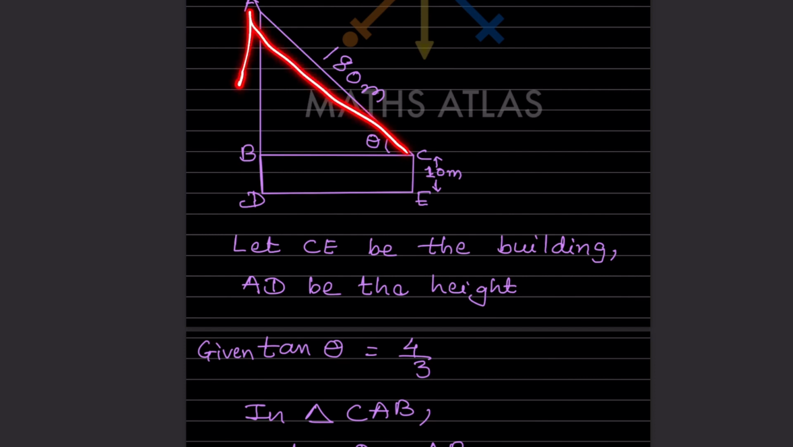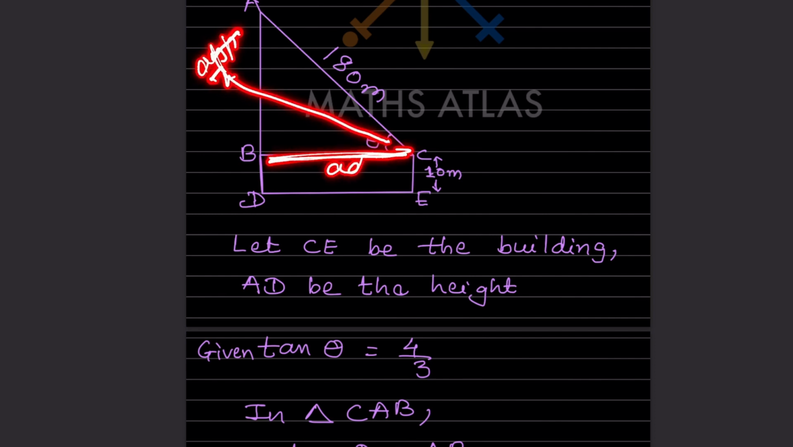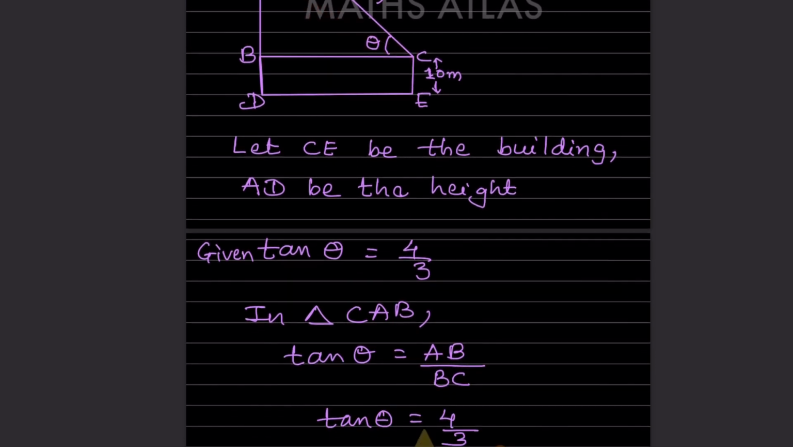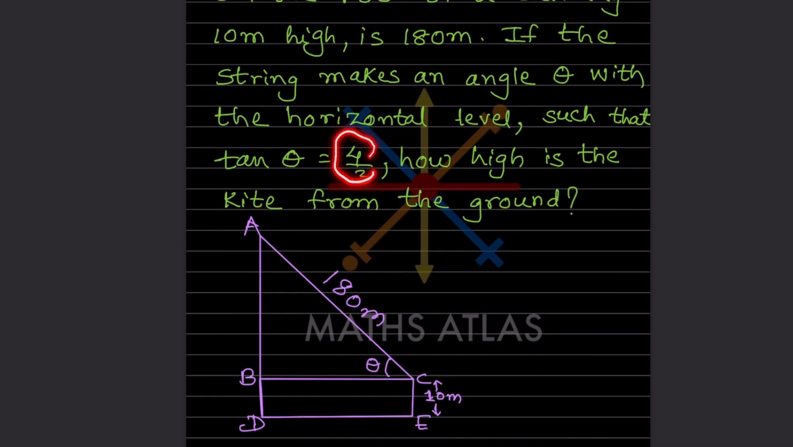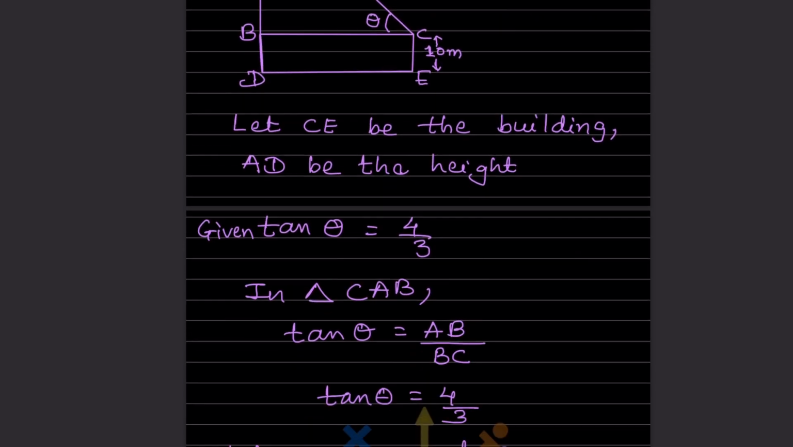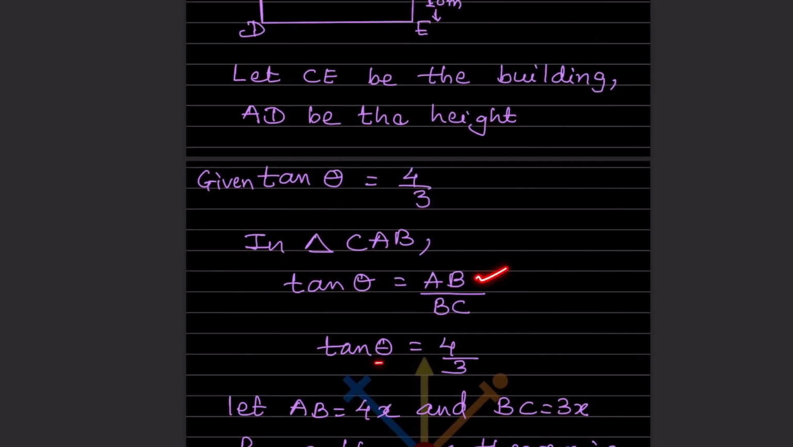So what is that in CAB? We can see that tan theta is, this is AB, the opposite side, and here this is the adjacent side for this one. So tan theta is AB by BC. Because see here, it's given tan theta is 4 by 3. So this will be 4 and this is going to be 3. You got it? Tan theta is 4 by 3 means this opposite is going to be 4 and this adjacent is going to be 3. So AB is 4 and BC is 3.